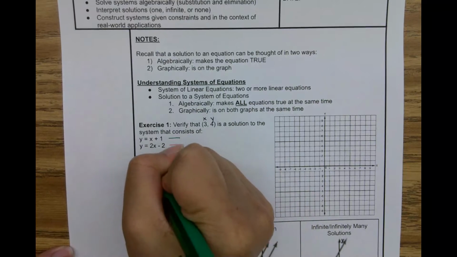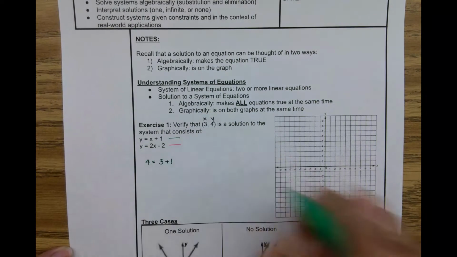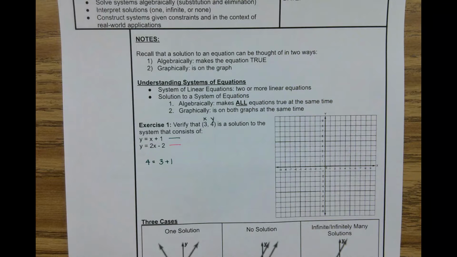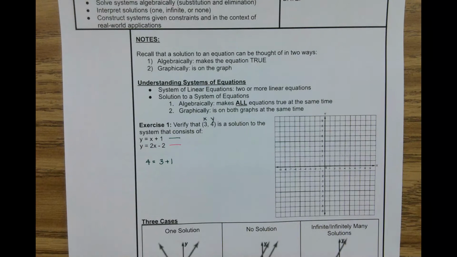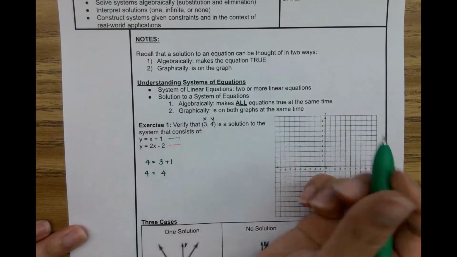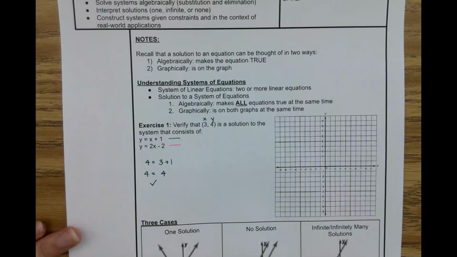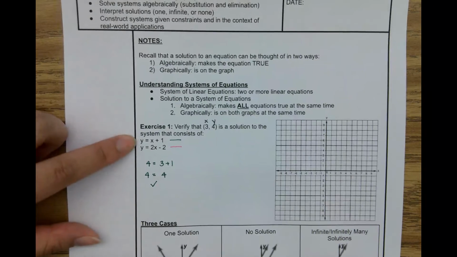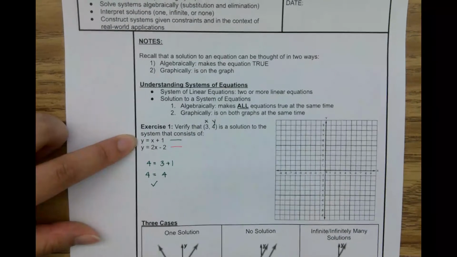So 4 equals 3 plus 1. And when we're testing or checking our points, we're just doing order of operations. We're not moving anything to another side. So 3 plus 1 is 4. Does 4 equal 4? Yes, it does. So algebraically, (3, 4) is a solution to this first equation.